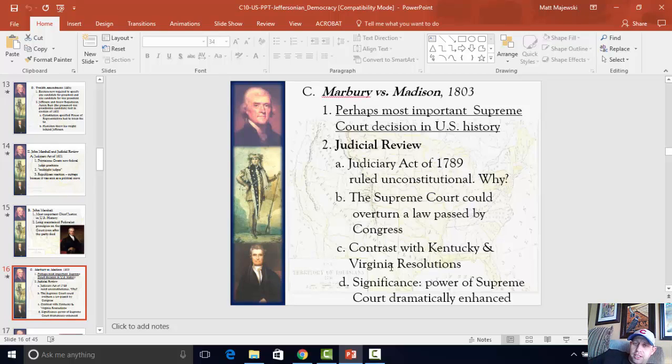If you want to contrast it with Kentucky and Virginia, remember Kentucky and Virginia, written by Jefferson and Madison, said, hey, the states can overturn federal laws, right? They have the power to do so if enough of them agree to do so. Judicial review under Marshall says, no way, only the Supreme Court can do that.